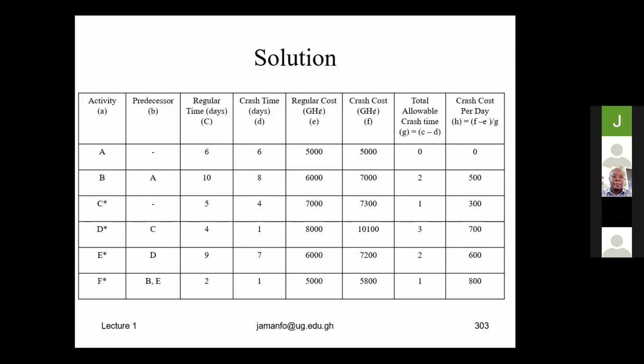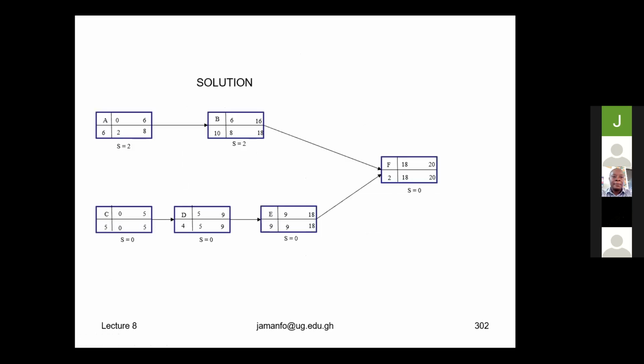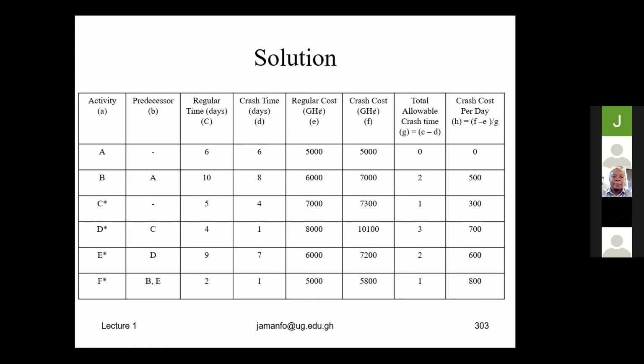Oh, sorry, is A not a critical path? No, A is not. C, D, E, F. Those with asterisks are the critical activities. So we got this from the ones with asterisks.